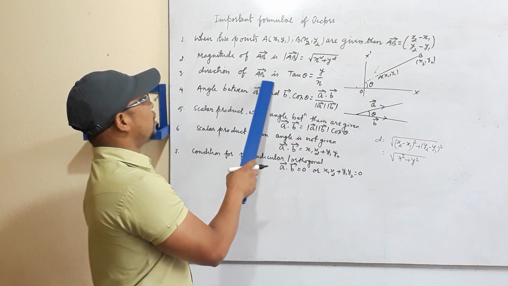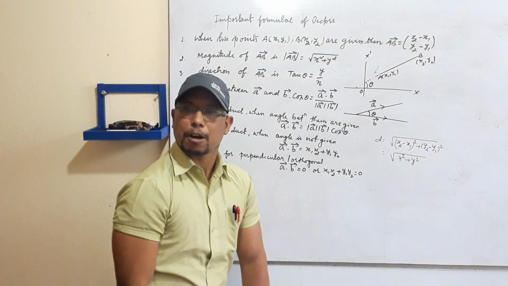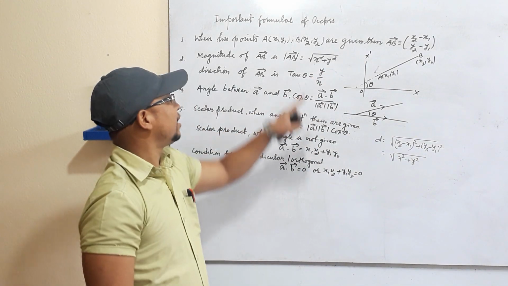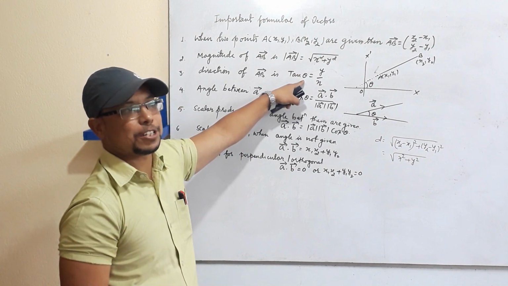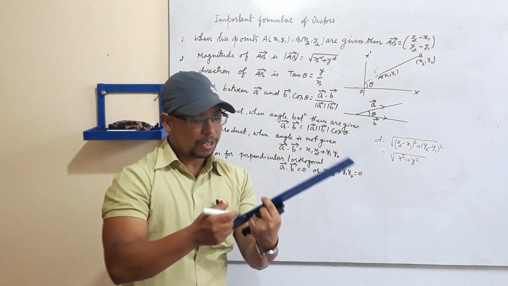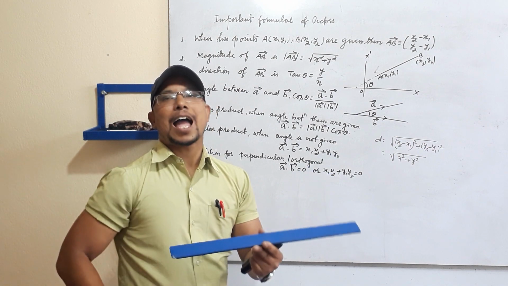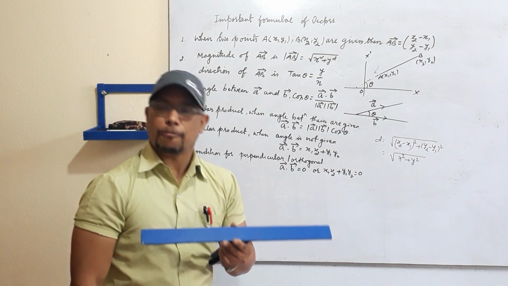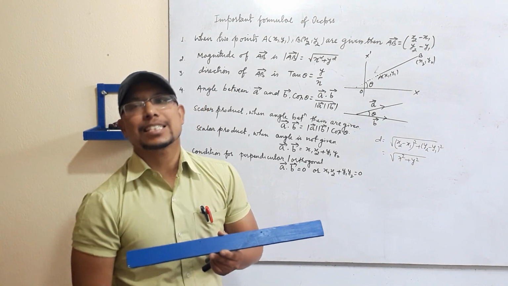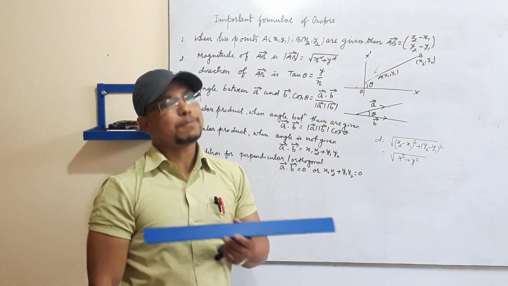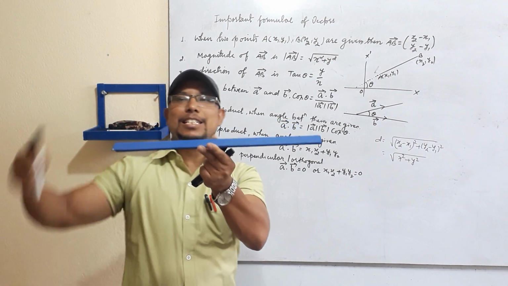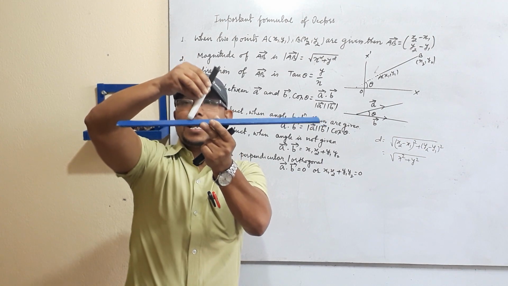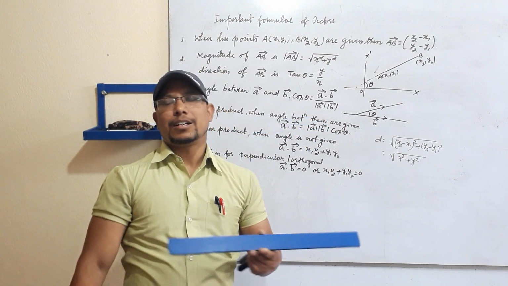And the direction of vector AB is tan theta equals y component by x component, y by x, and this theta is the direction of the vector. The direction of a vector means the angle made by the directed line, or vector, with the x-axis, mostly the positive x-axis. If this is the x-axis and this is the line, then the angle between the x-axis and the directed line is called the direction of the vector.